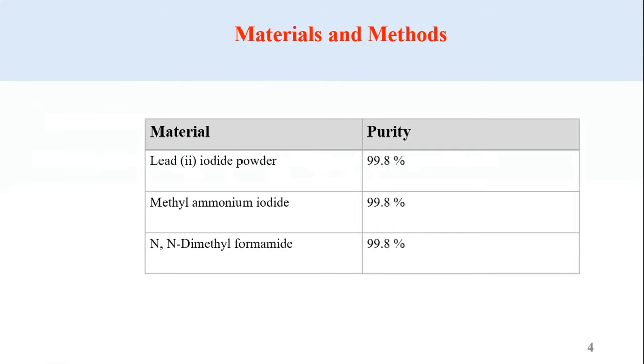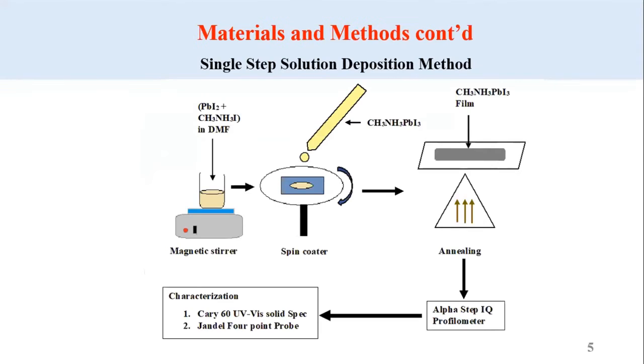In our study, we used 3 materials. We used lead iodide powder, methyl ammonium iodide powder, and the dimethylformamide solvent. All these materials were used without any further purification. We used 2 methods to prepare our films: single-step solution deposition method and 2-step solution deposition method.